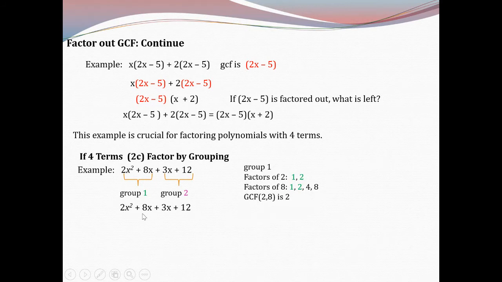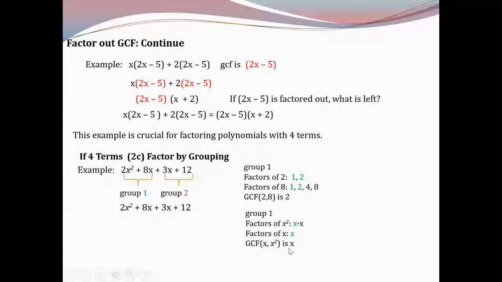So with group 1, which is 2x squared plus 8x, the factors of 2 will just be 1 and 2. And the factors of 8 are going to be 1, 2, 4, and 8. So the GCF between 2 and 8 is 2. Now for the variables, x squared and x. Remember what I mentioned earlier? If they both have an x, it is going to be the one with the smallest power, which is x. So between x and x squared, the GCF is x. So the GCF of 2x squared plus 8x is going to be 2x.